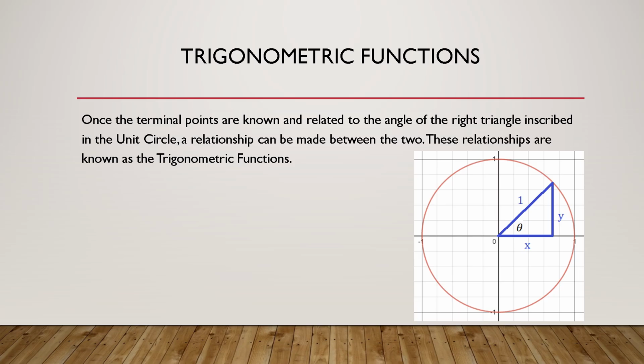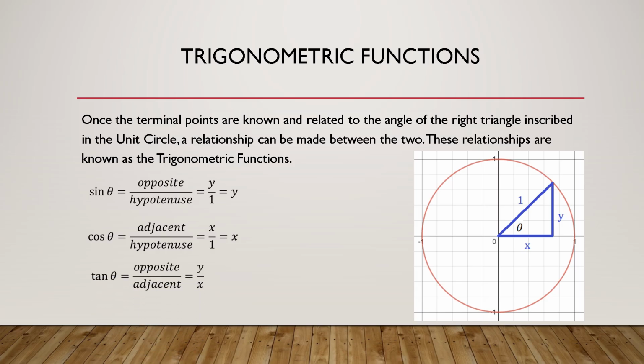Once the terminal points are known and related to the angle of the right triangle inscribed in the unit circle, a relationship can be made between the two. These relationships are known as the trigonometric functions. Let the inscribed angle be theta. Sine theta equals the opposite side over the hypotenuse. In the unit circle, that would be y over 1 or y. Cosine theta is the adjacent side over the hypotenuse, which in the unit circle is x over 1 or x.